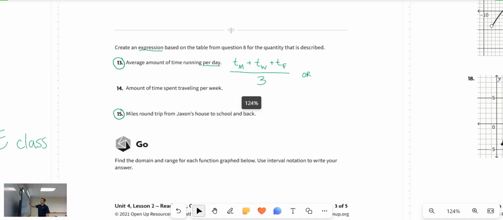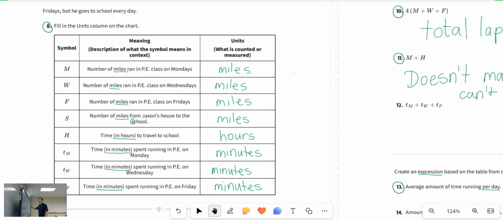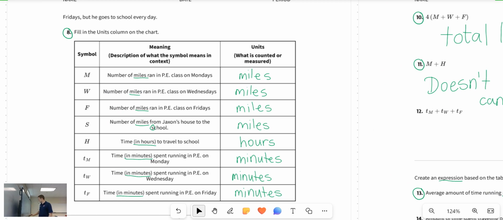Or, right, it had this note. Let's go back and check. It had this note up here, this last sentence from the information: he goes to school every day. And we said that this was Monday through Friday, so we're going to assume that this is Monday through Friday, which is 5 days.